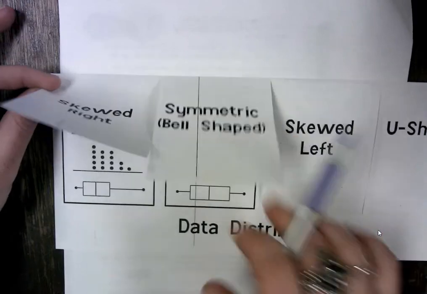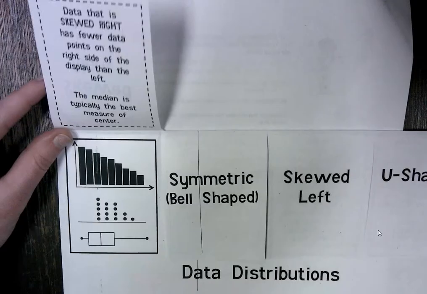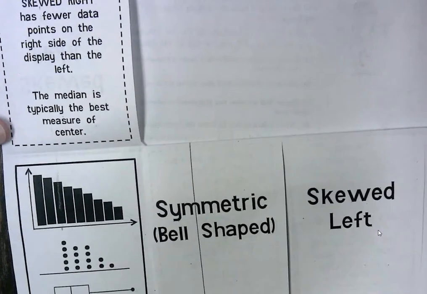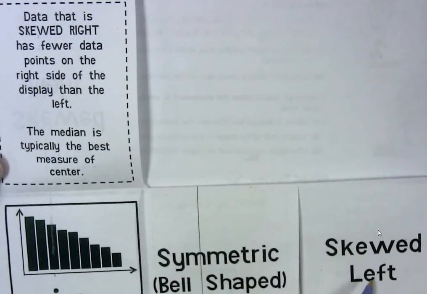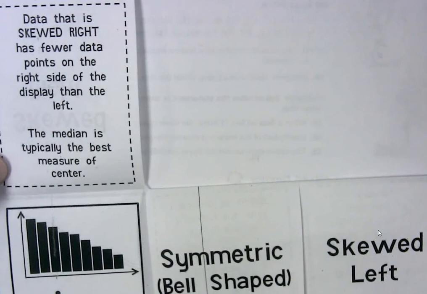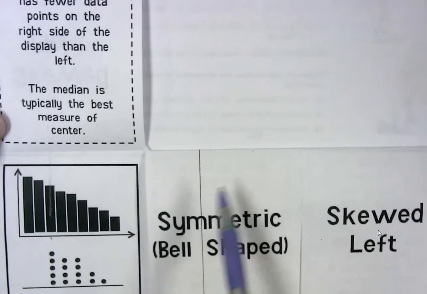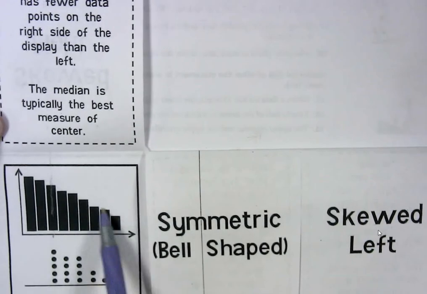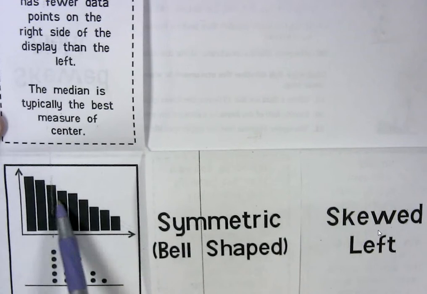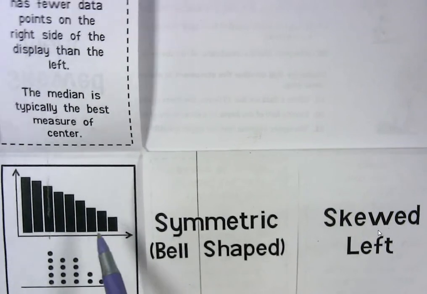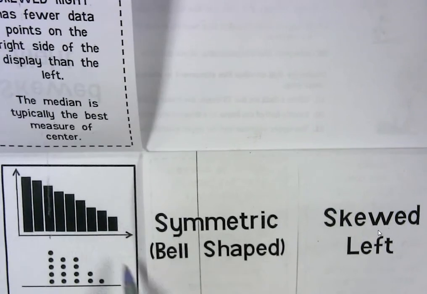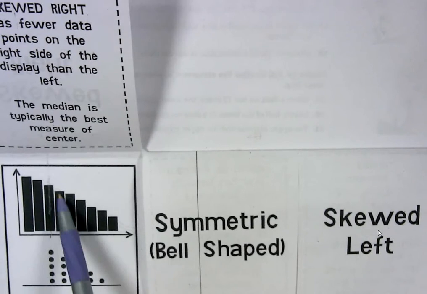So let's look at where we have our skewed right flap. When we open it up, it tells us data that is skewed right has fewer data points on the right side of the display than the left. So if I'm looking at this bar graph example, here's the left, here's the right. As I go towards the right, I'm getting fewer data points. I'm getting smaller, I'm getting less. It kind of trails off. Sometimes people call it a tail. There's a tail to the right because it's getting smaller as it goes down.